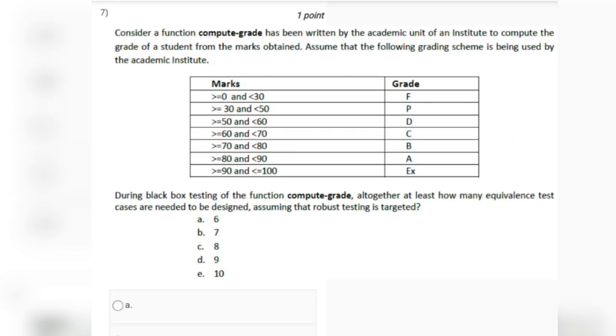Question number 7 is: consider a function compute grade that has been written by the academic unit of an institute to compute the grade of a student from the marks obtained. Assume that the following grading scheme is being used by the academic institute. So from the data, during black box testing of the function compute grade, altogether at least how many equivalence test cases are needed to be designed, assuming that robust testing is targeted? So from the given options 6, 7, 8, 9 and 10, the correct answer will be option E, that is 10.